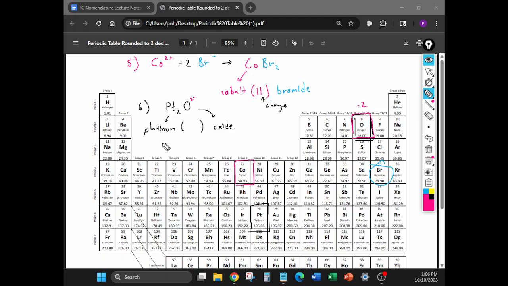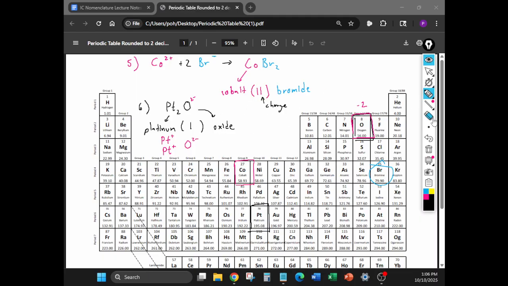So if we kind of separate this out, it basically looks like this. There are 2 platinums balancing out 1 oxygen, and the oxygen is -2. So what does each platinum have to be to balance out the oxygen? 1. So that means each of the platinum is +1. So that means inside the parentheses, we put platinum(I) oxide, and that's going to be the name. That's only for when they're in this section. That's when they're in the middle section.